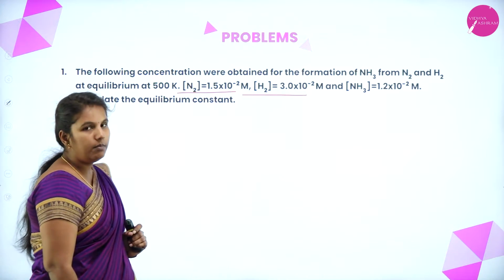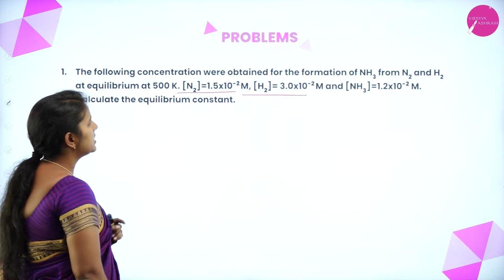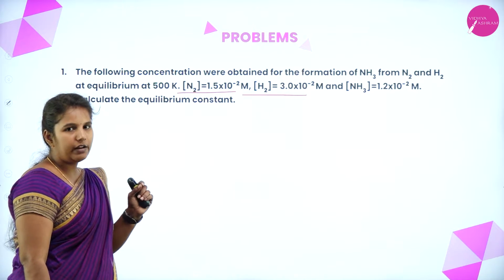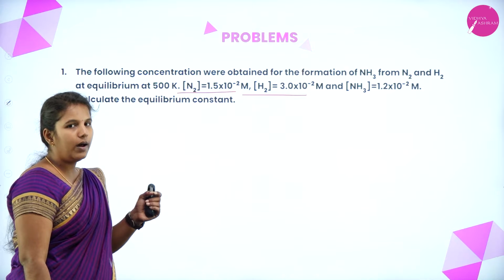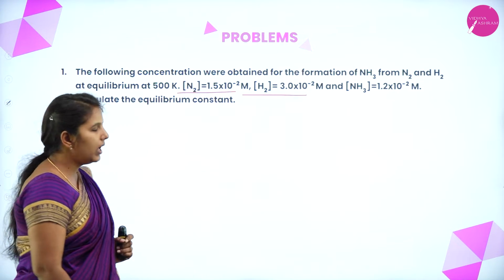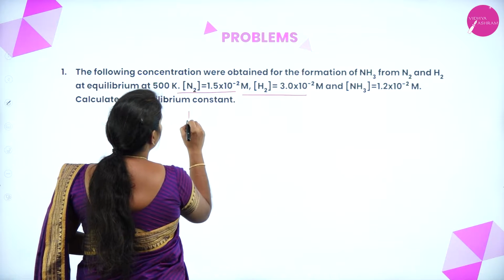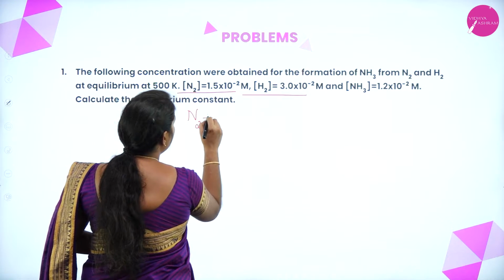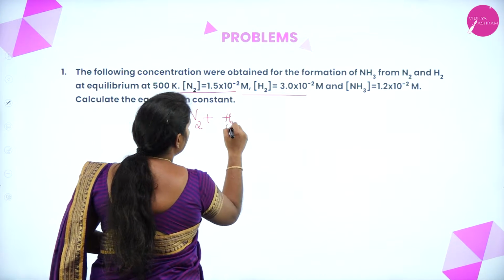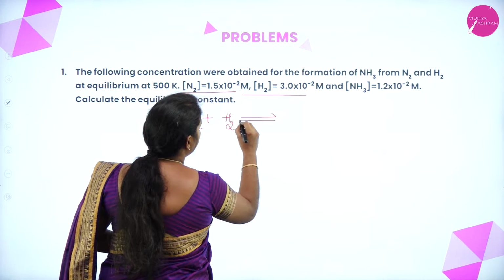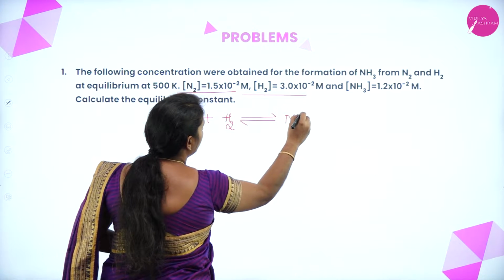Calculate the equilibrium constant. First we will see how nitrogen and hydrogen form an equilibrium state by forming ammonia. First I will write the equation. That is nitrogen, hydrogen, when they react themselves, they form ammonia.